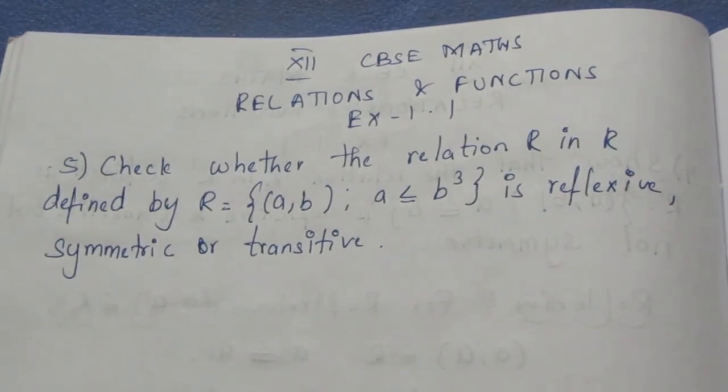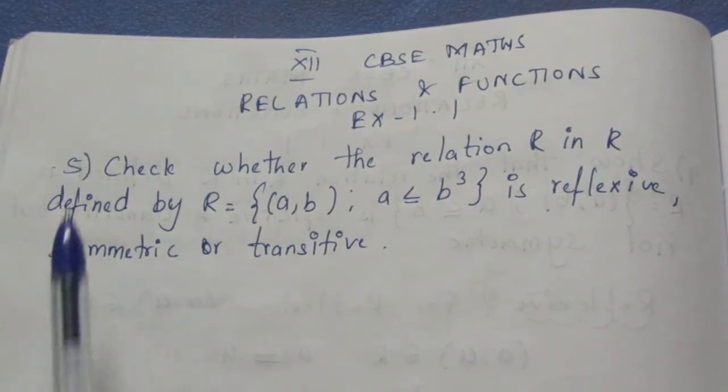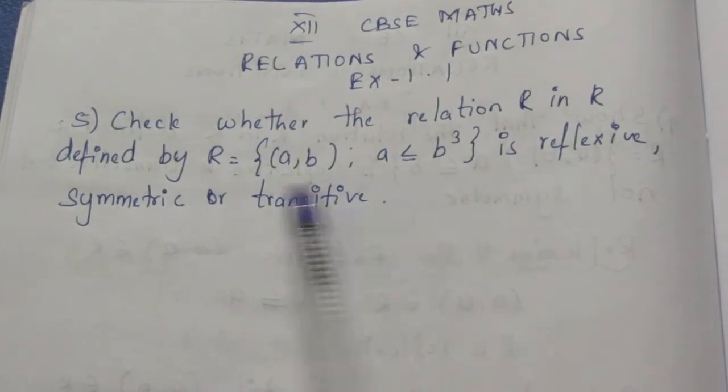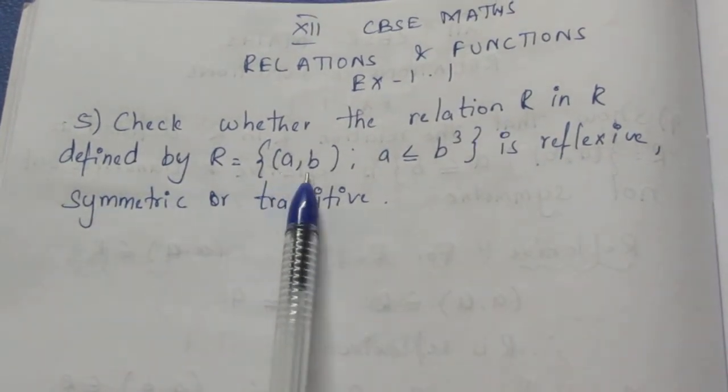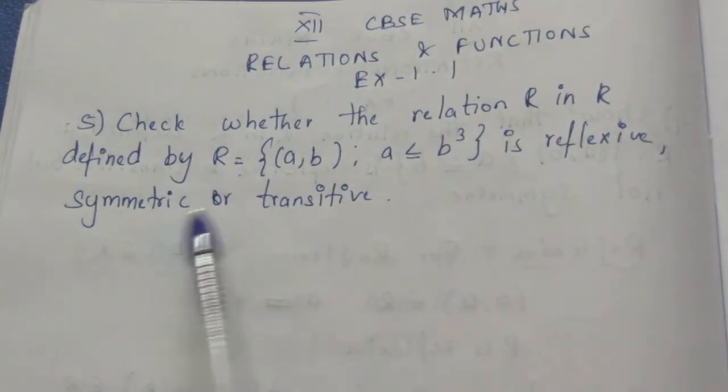Today we are going to see 12 CBSE Maths Relations and Function Exercise 1.1. In that question number 5, let's see the question. Check whether the relation R in R defined by R is equal to {(a, b): a ≤ b³} is reflexive, symmetric or transitive.